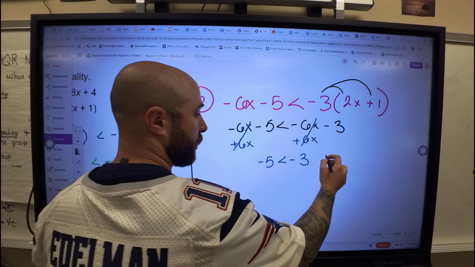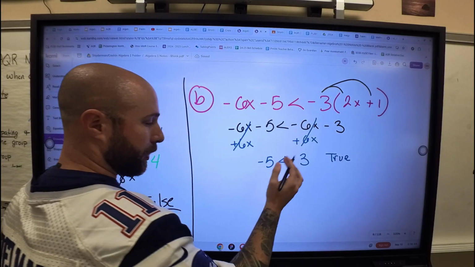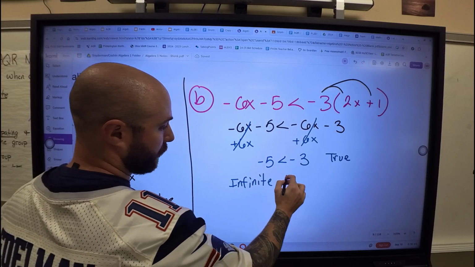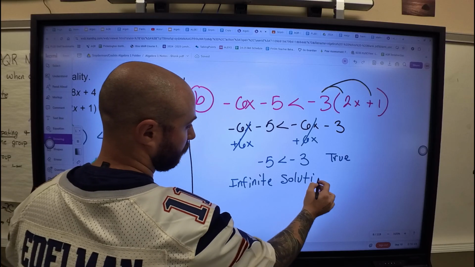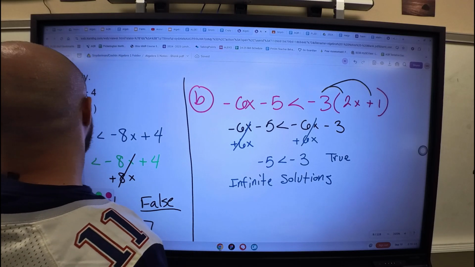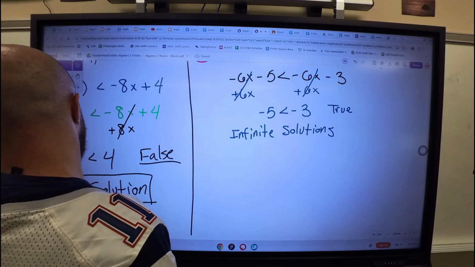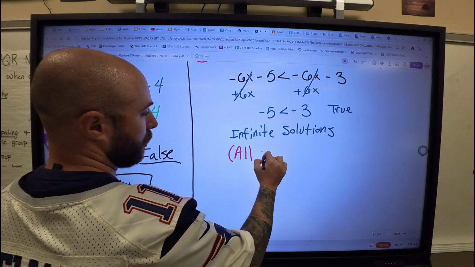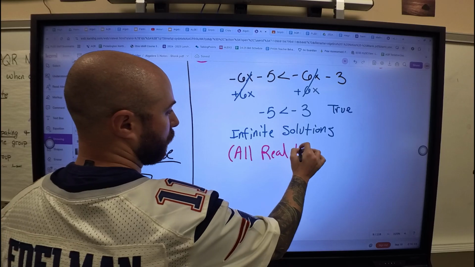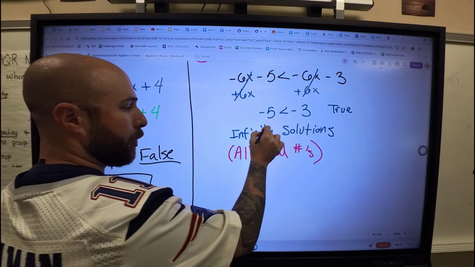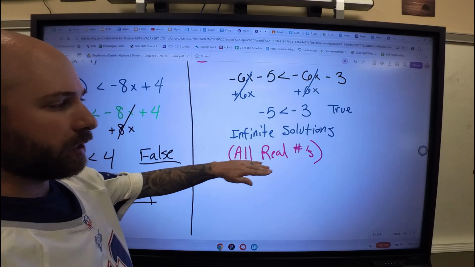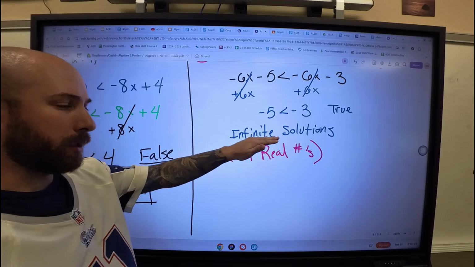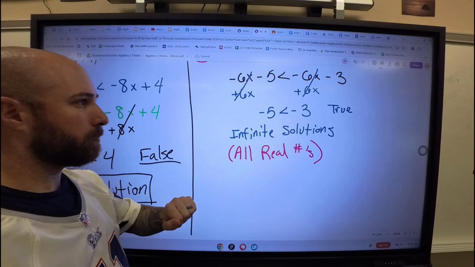This is a true statement. And a true statement tells us we have infinite solutions, which you could also see written as all real numbers. Those are the same thing. So we haven't discussed that yet, but if you see on your homework something that says all real numbers, know that that is what they mean is infinite solutions. Okay?